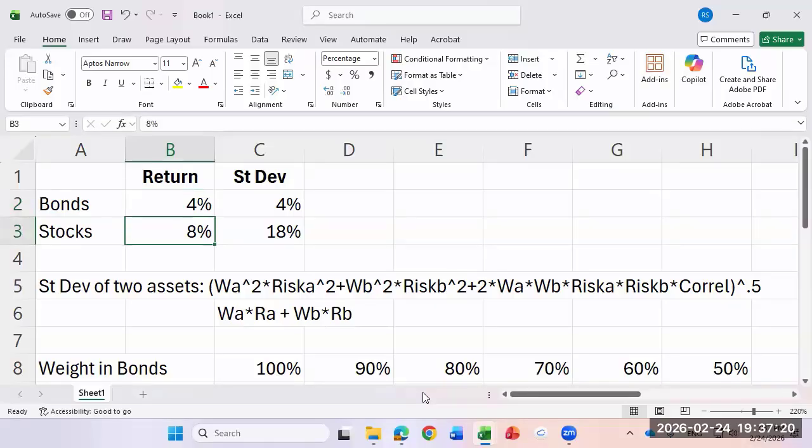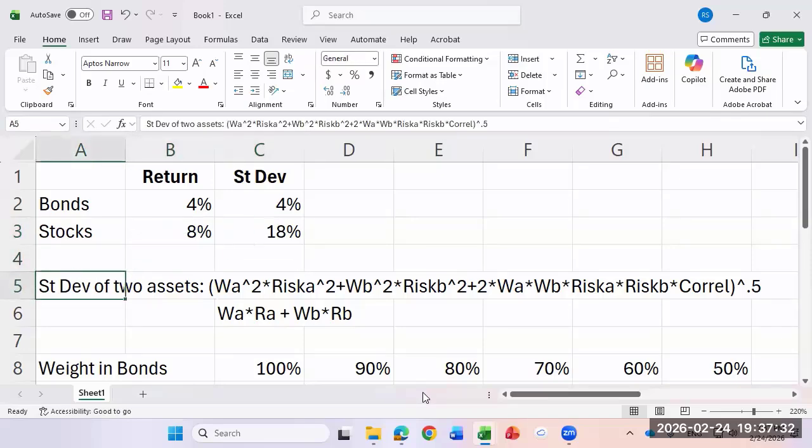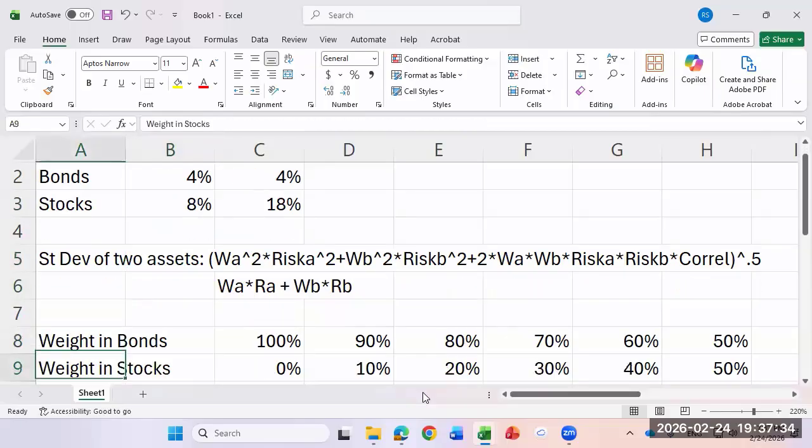For stocks, we'll talk about how I came up with stock return. Standard deviation is probably based on history. For stocks, this is actually a little bit high, but you'll see why I fudged the numbers here. I'm kind of cheating. There's our formula for the risk of a portfolio of two assets.